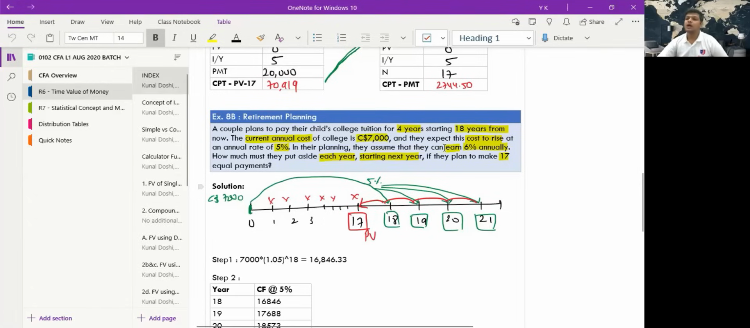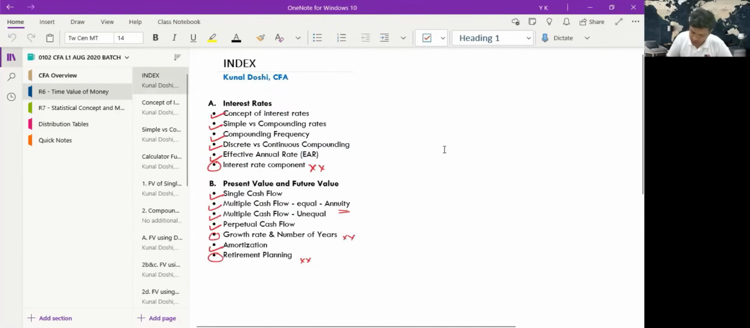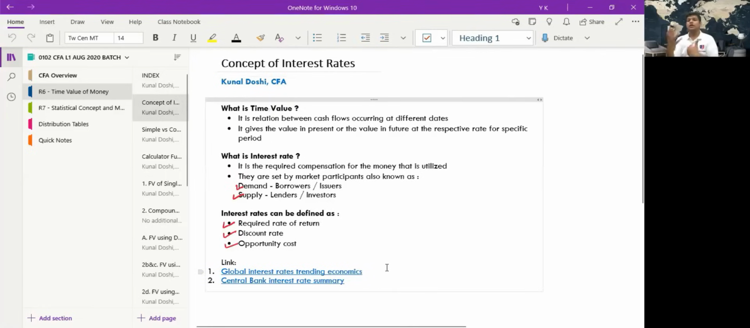Okay, I'll quickly show you all what the index is. Now if you focus on the index, what are we done with? We are done with everything in this part except the interest rate component. So we are done with part B completely and part A also, except the interest rate component. Do you remember the discussion of interest rate in the first session? It is also called the required rate of return and so on. It is derived by the demand and supply factors, which are the borrowers and the lenders, right? And of course, the central banks also influence the interest rates.